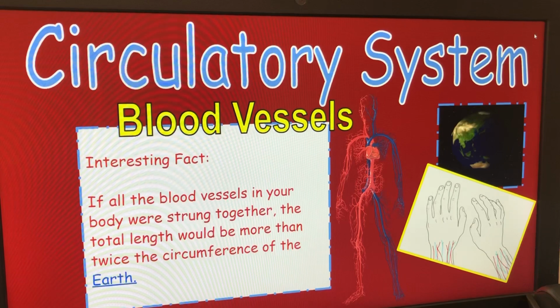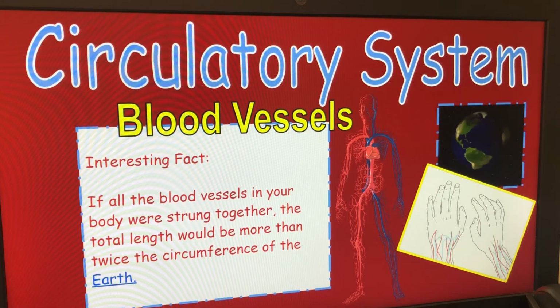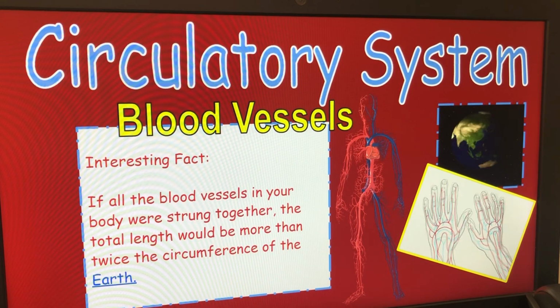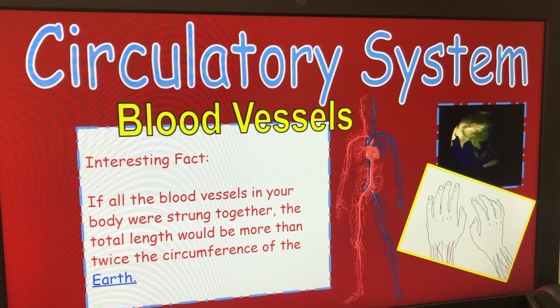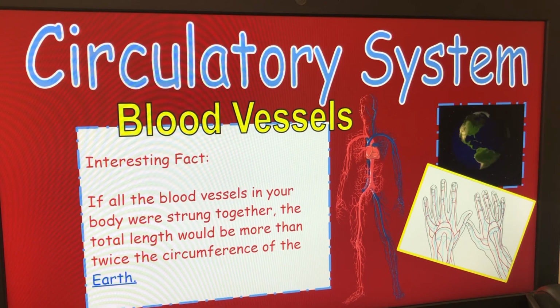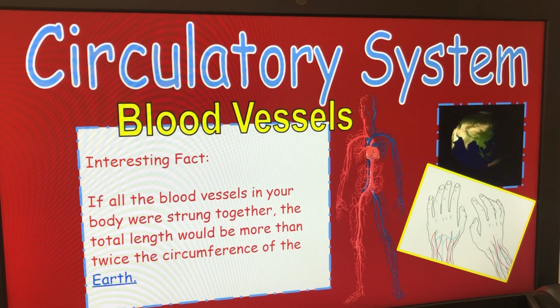Now this is a really interesting fact. If all the blood vessels in your body were strung together, the total length would be more than twice the circumference of the earth. So think about that.